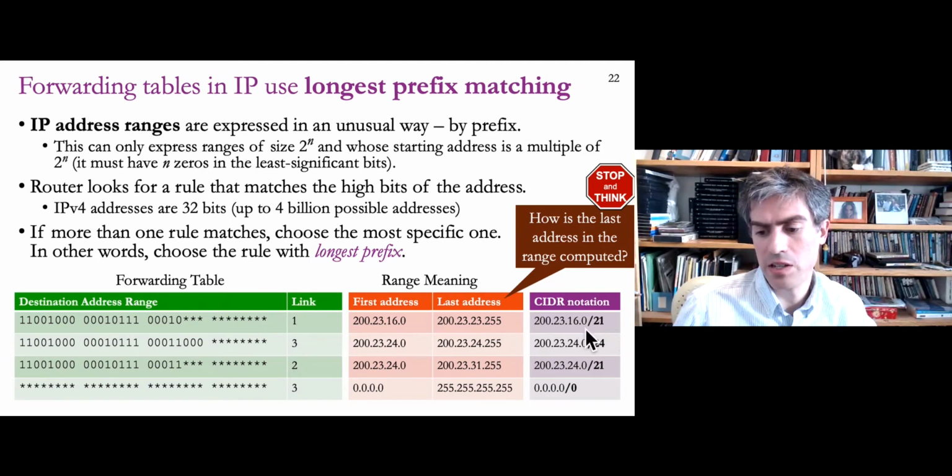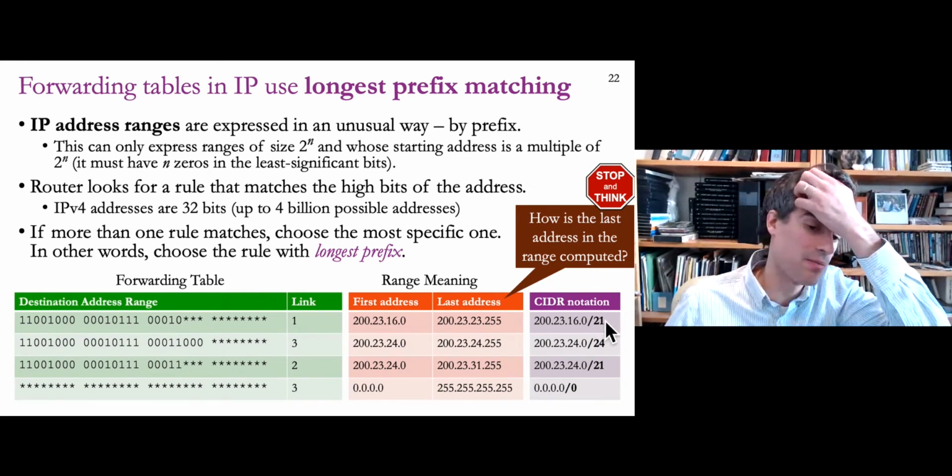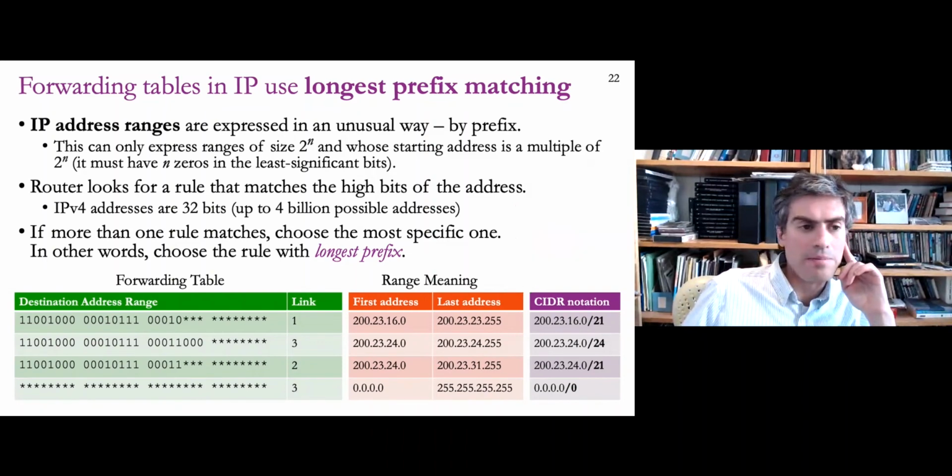And then the CIDR notation is just taking the first address, which we computed before, and then instead of explicitly spelling out the last address, we just take the number, we count the number of specified bits in the beginning, and that is the slash subnet prefix length. All right.